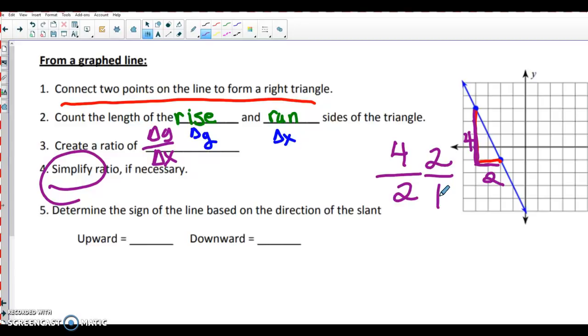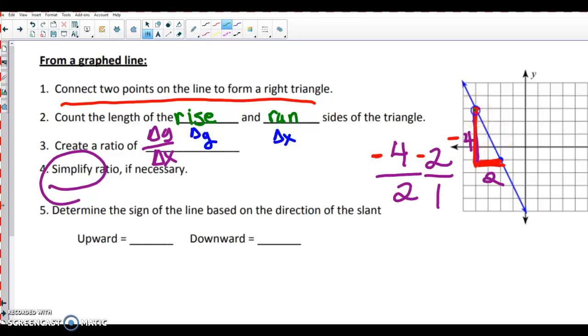Now we want to determine whether it's positive or negative. There's 2 ways of doing that. One way you can do it is you can say from this point I went down 4, so that was minus 4. And then I went to the right 2, so that's positive 2. So I have negative 4 over 2, or negative 2 over 1.